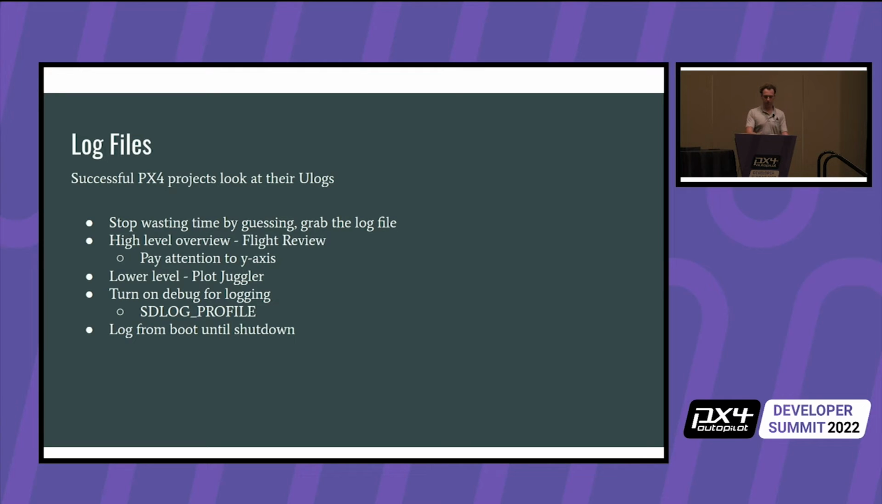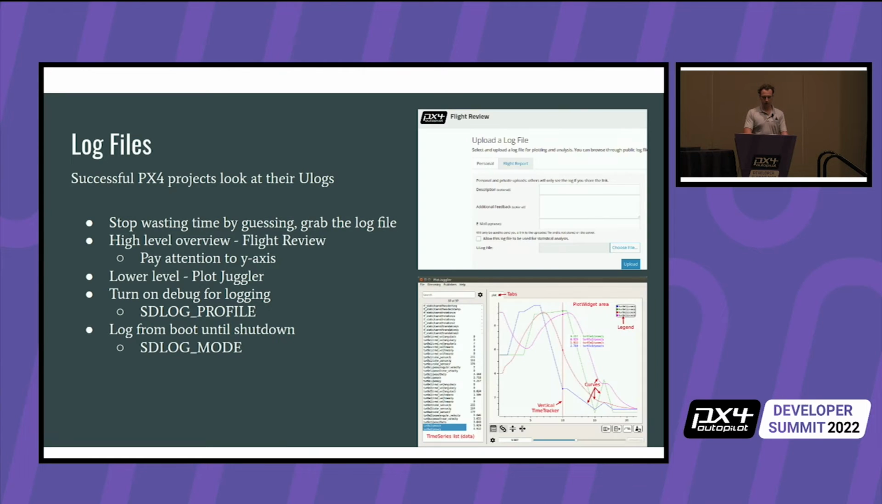It's the same thing with SD log mode. Turn on from boot until shutdown, because errors still happen when you're trying to arm the drone or even after a disarm, like emergency failsafe. Make sure that you have from boot until shutdown.